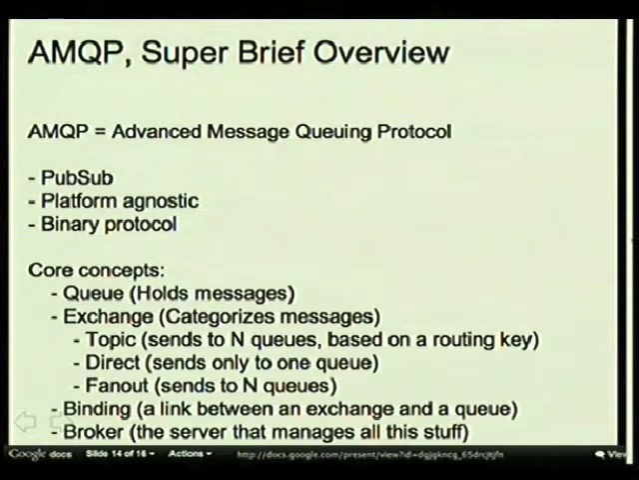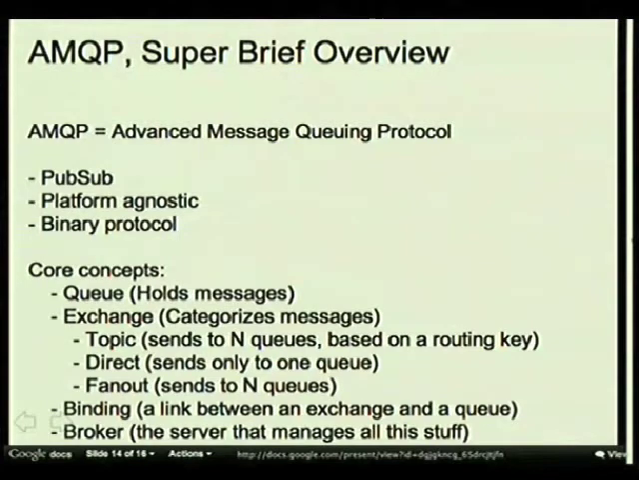The core concepts, which for those who haven't used AMQP, what you should know about is there's a queue. The queue is essentially where the messages get stored. That's what you care about, right? The messages on a broker like this. An exchange is something that categorizes messages. You can have different exchanges that are used for passing different kinds of information around.